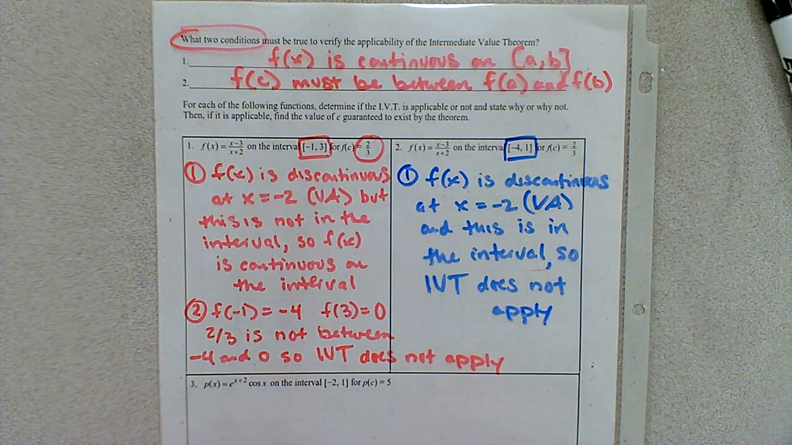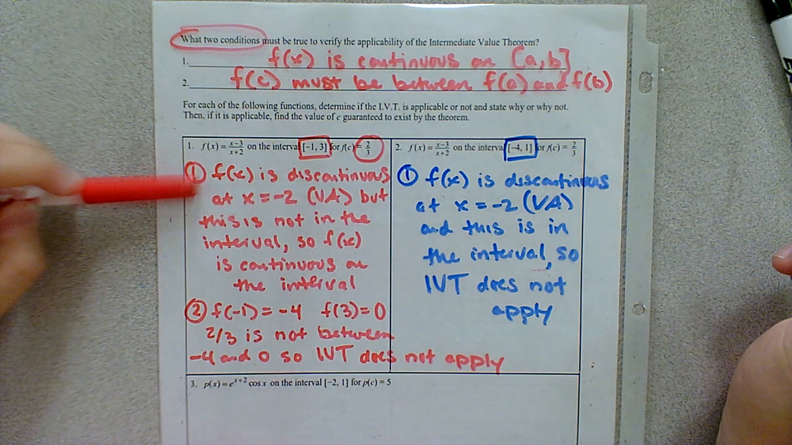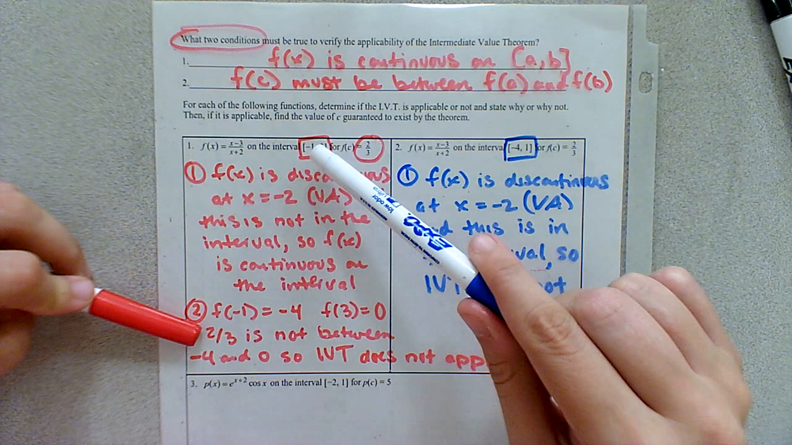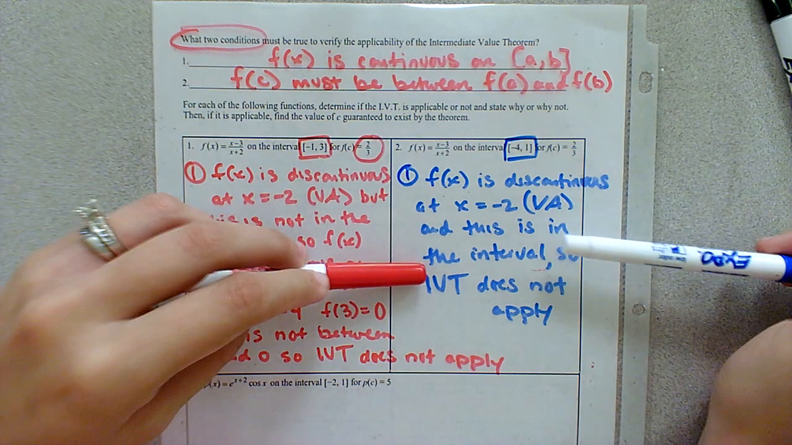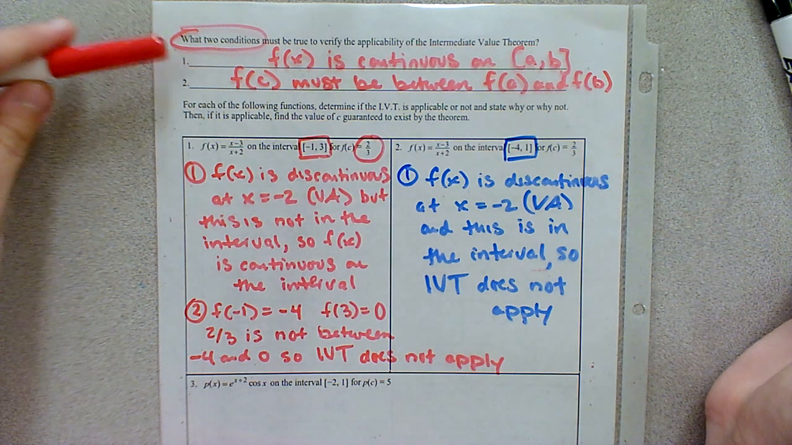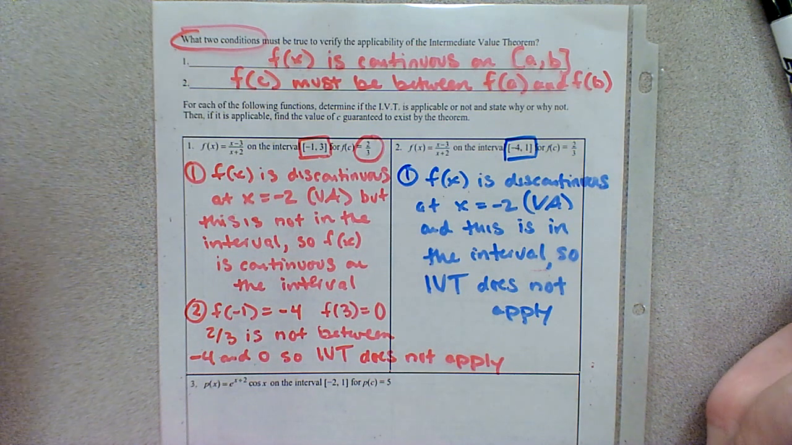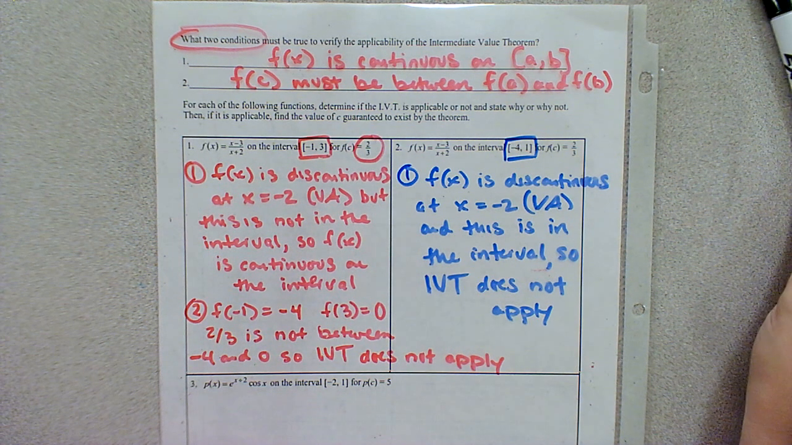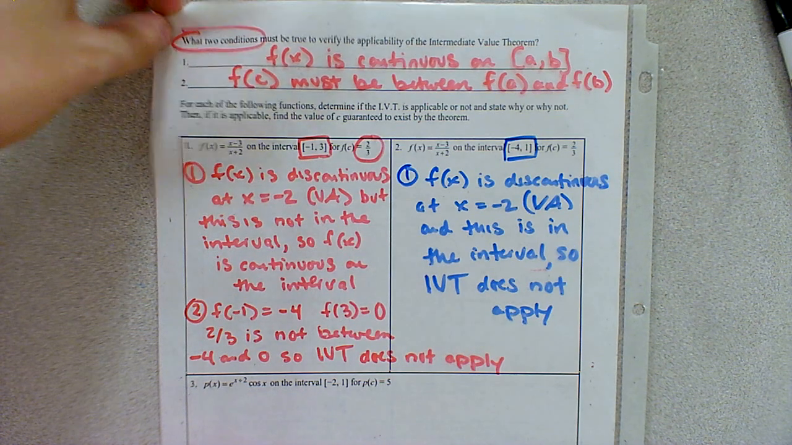Okay, notice how it's the same equation, but the intermediate value theorem fails for a different reason. The first one was because the output of 2/3 was not between the outputs for the interval, but the second one was because it failed due to being discontinuous. So we have to check both criteria. It has to be continuous and the y value is between the outputs from the interval.